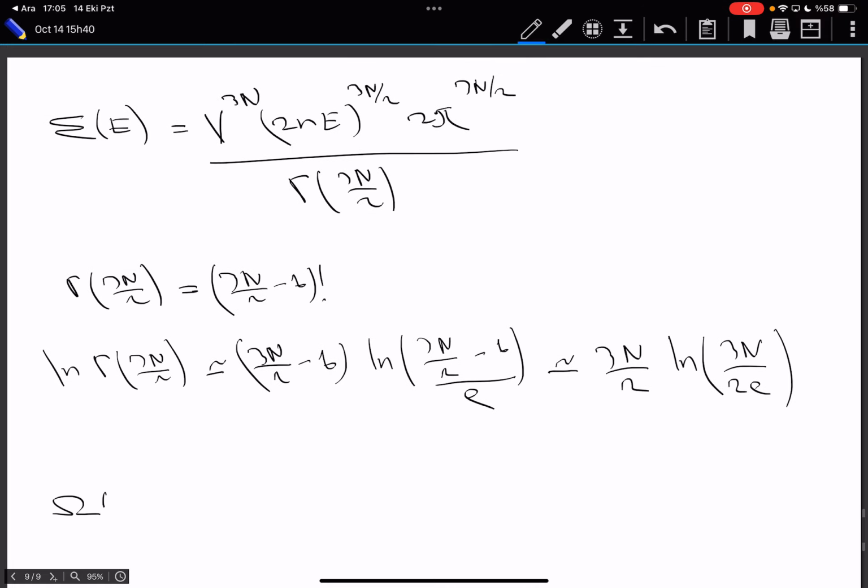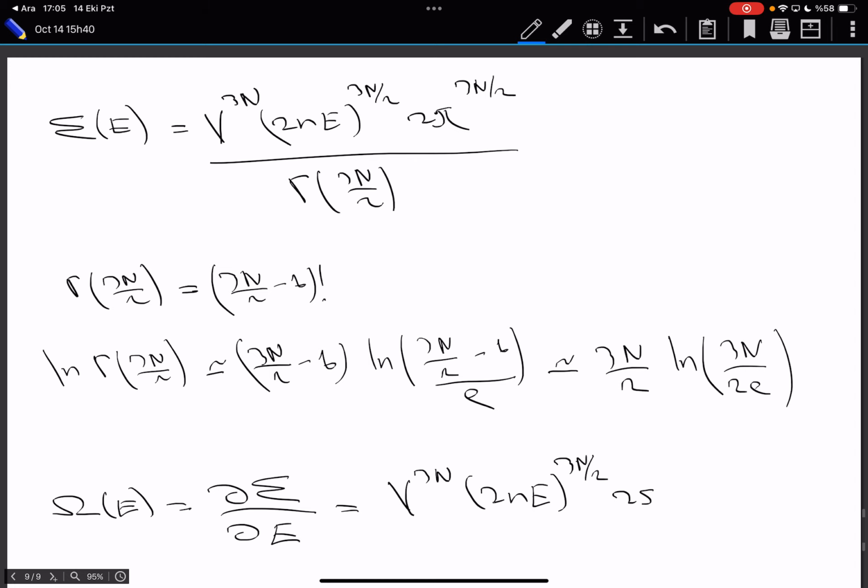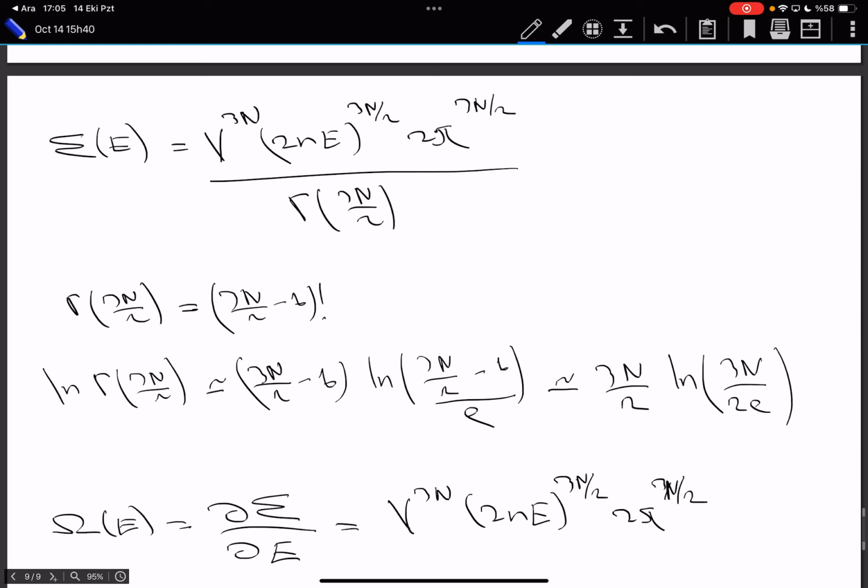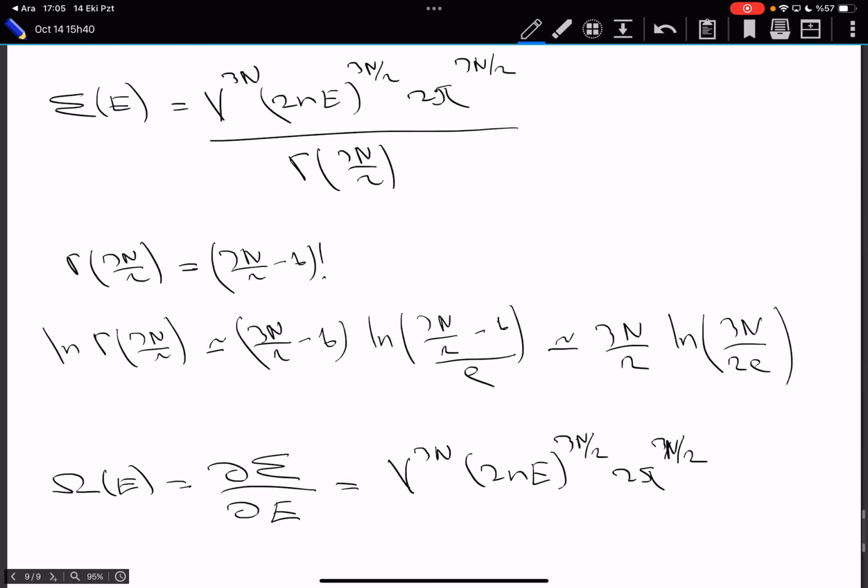Now, omega of E was basically the derivative of sigma with respect to E, which is V to the power 3n, 2mE to the power 3n over 2, 2 pi to the 3n over 2, times 3n over 2E, divided by gamma of 3n over 2. I just took the derivative. I mean, that last factor 3n over 2E is from the derivative.